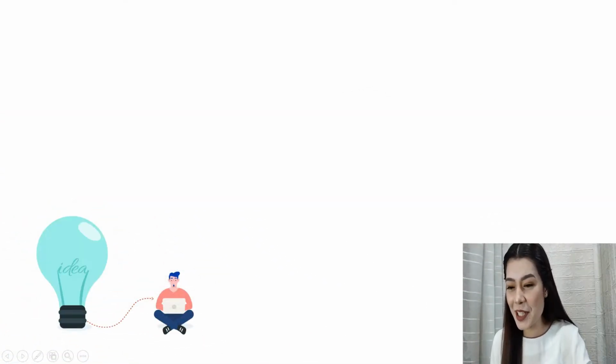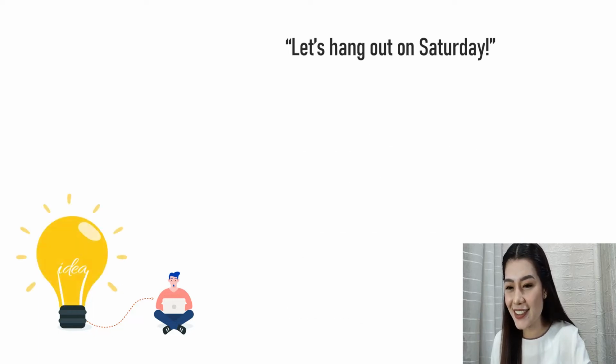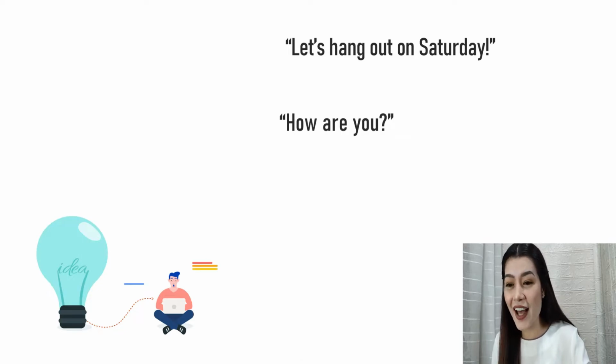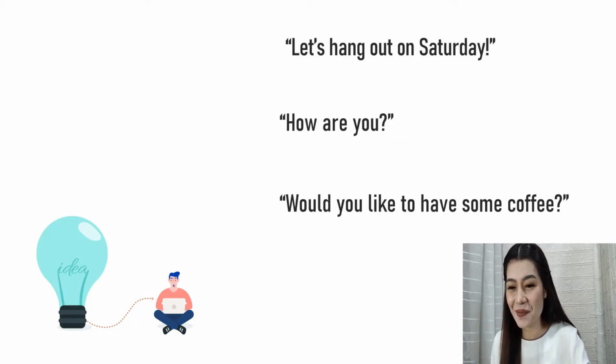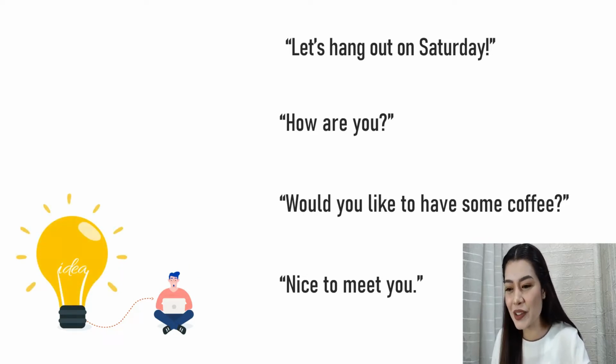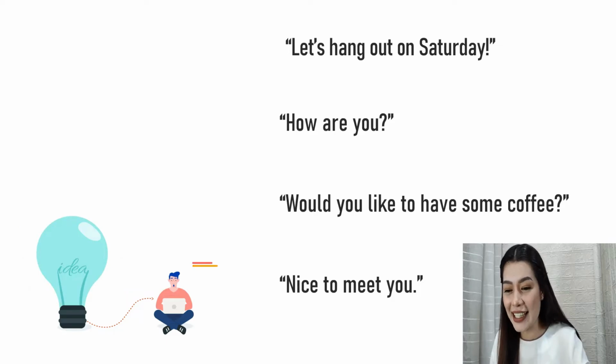Now I have here some sample statements that use this kind of function. First, let's hang out on Saturday. We also have, how are you? Would you like to have some coffee? And the last example that we have here is nice to meet you. So these are just some examples of statements that use the function of social interaction. So for social interaction in this function, communication allows individuals to interact and socialize with other people.